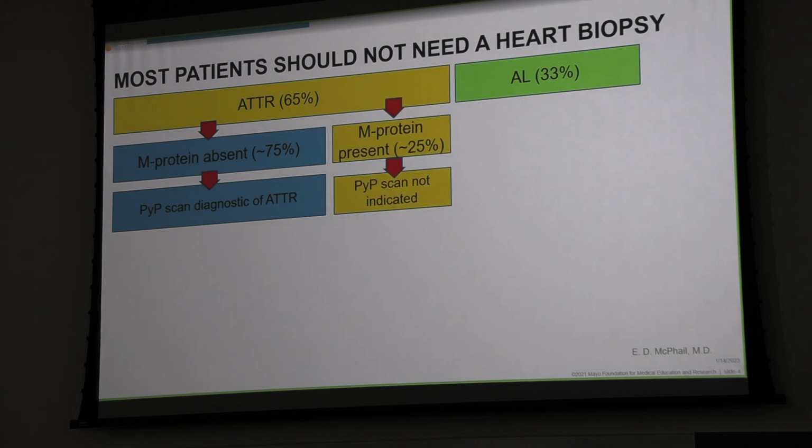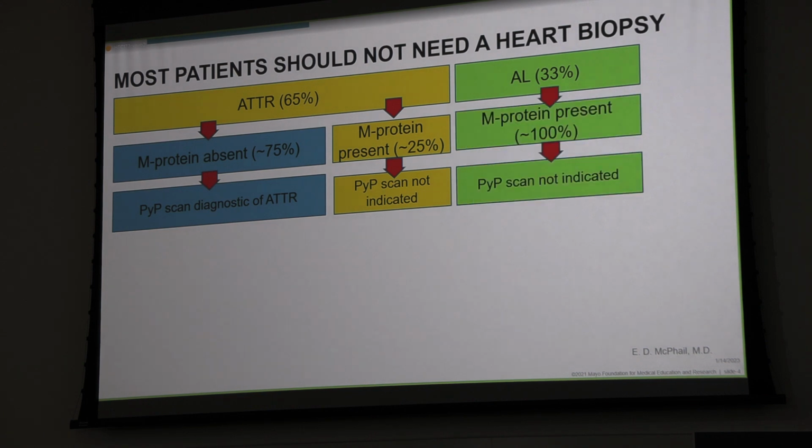About 1/4 of the TTR patients will have an M protein, and for them, as we've heard, scintigraphy is not indicated. And for the ALs, pretty much all of them should have an M protein, and again, scintigraphy is not indicated. So we'll go on. So for those patients who have TTR and have an M protein, those patients will have a TTR present in a surrogate site such as fat pad and bone marrow about 1/4 of the time.